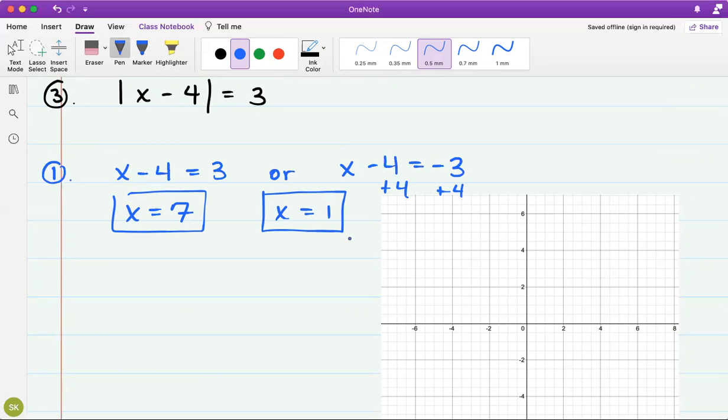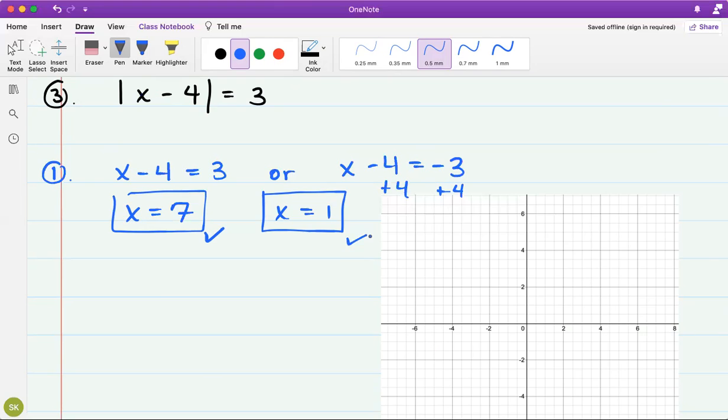Let's plug them in to double check. I always recommend this because it's easy to make an error when you're doing math. So let's see. If I plug in 7, I get 7 minus 4, which is 3. And the absolute value of 3 is 3, so this one is correct. When I plug in 1, I get 1 minus 4, which is -3, and the absolute value of that is 3. So this is also correct.